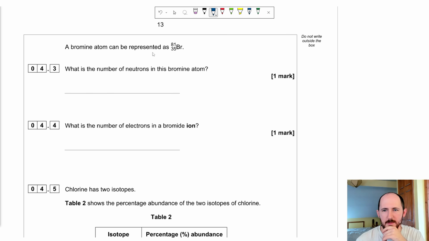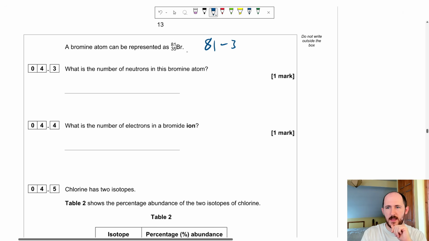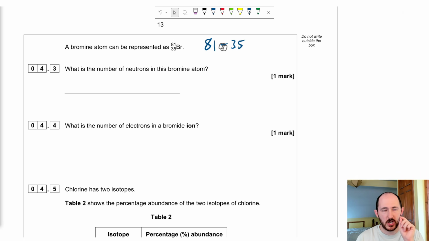A bromine atom can be represented as 81 35 Br. What is the number of neutrons? So here, the 35 represents the proton number. That's the number of protons, and it's also the number of electrons, okay? So it's 35 protons, 35 electrons. 81 is the mass number. It's the number of protons plus the number of neutrons. So what we're going to do is, we know that there's 35 protons, so we're going to do 81, take away 35, to get just the number of neutrons, which is 46.